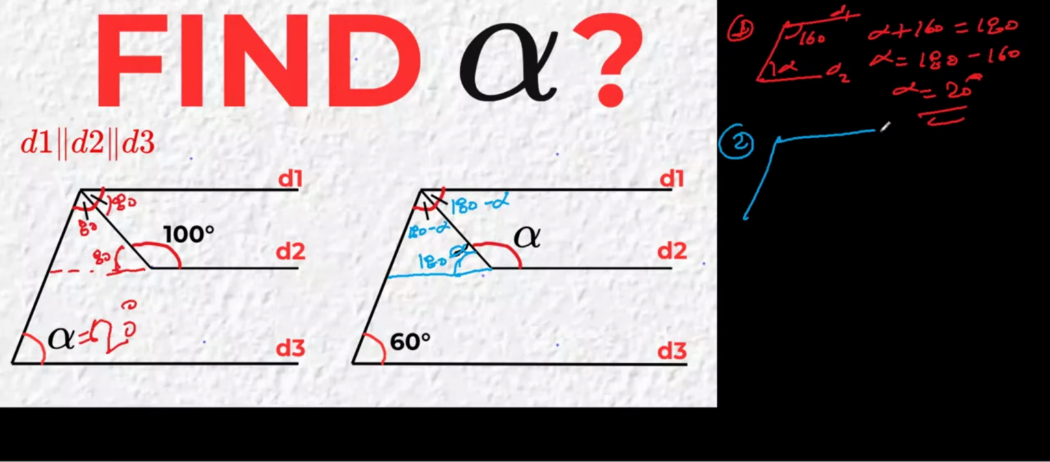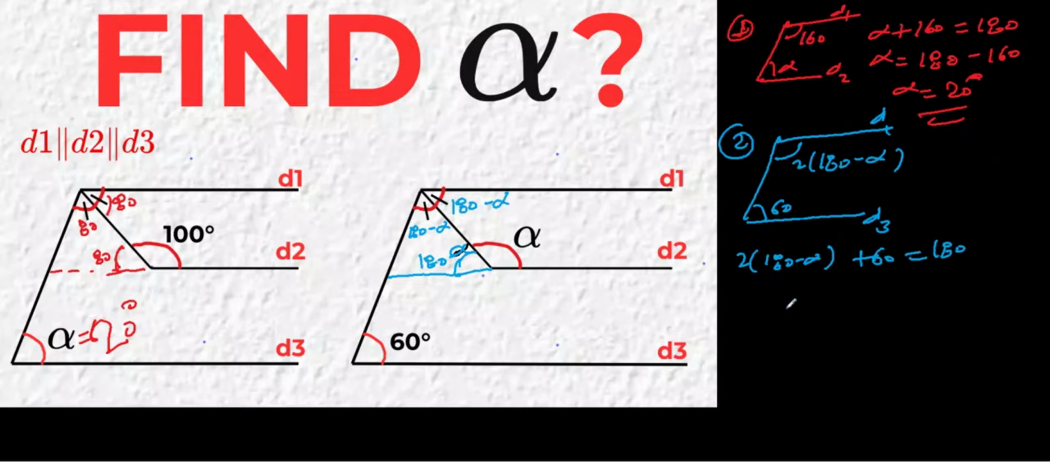The second one, this one, just like D3, D1. This one is just 2 times 180 minus alpha, right? 180 minus 2 times 180 minus alpha, this one is 60. So that means 2 times 180 minus alpha plus 60 degrees is equal to 180. Right? Then 360 minus 2 alpha plus 60 will be 180, right? Then 360 plus 60 minus 180 is equal to 2 alpha.